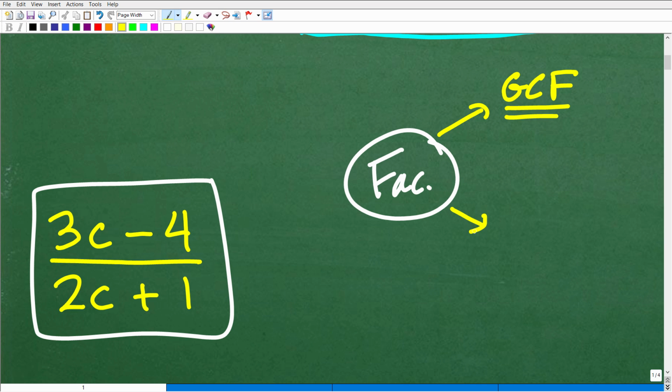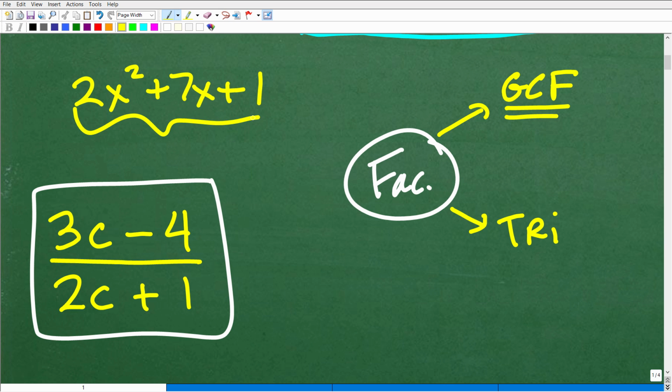Then the second thing is you're going to move on to the topic of trinomials, things like 2x squared plus 7x plus 1. These are quadratic trinomials, and there are two types. I'm not going to get into them here. We call them case 1 and case 2. Let me just tell you what case 1 is.